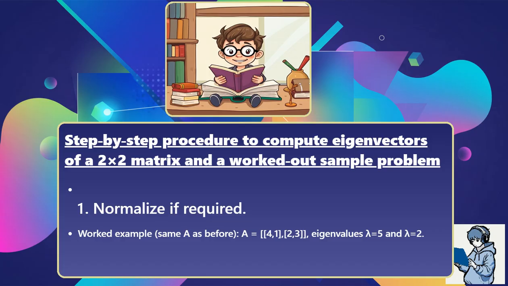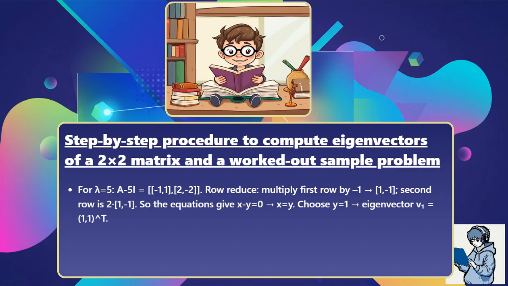Worked example, same A as before. A equals the matrix with first row 4, 1 and second row 2, 3. Eigenvalues lambda equals 5 and lambda equals 2. For lambda equals 5, A minus 5I equals the matrix with first row negative 1, 1 and second row 2, negative 2. Row reduce. Multiply the first row by negative 1 to get 1, negative 1. The second row is 2 times 1, negative 1. So the equations give x minus y equals 0, that is x equals y, choose y equals 1, giving eigenvector v sub 1 equals 1, 1.